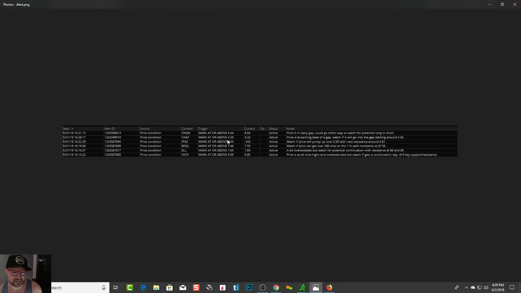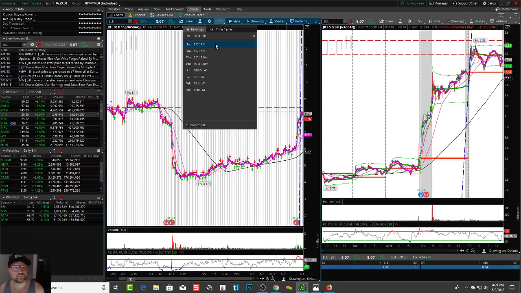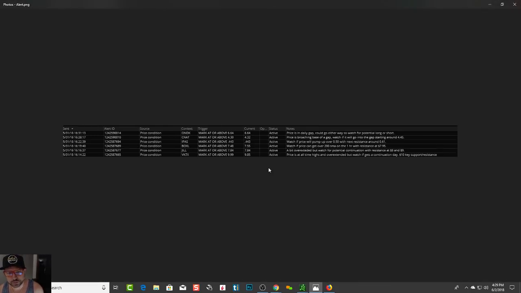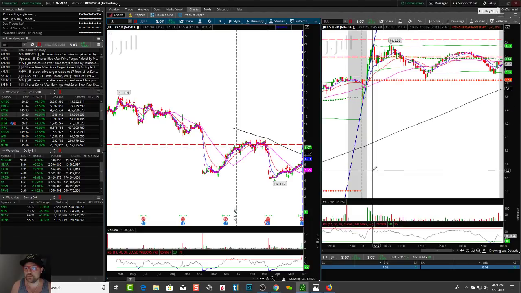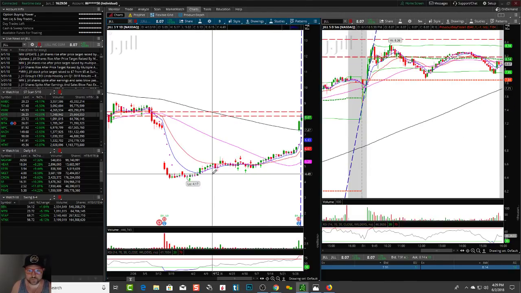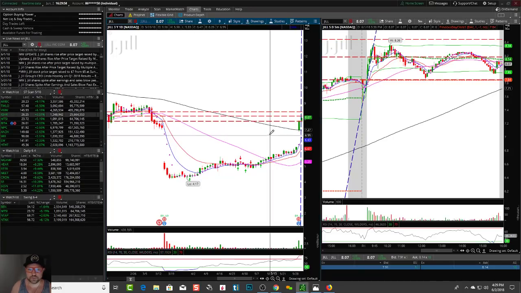So far, CNAT was the only potential one. Let's take a look at these last two. Jill. So Jill, at or above 784. A bit overextended, but watch for potential continuation with resistance at 8 and 9. So I put at or above 784, which was right here. At or above 784, this line right here, watch for continuation.